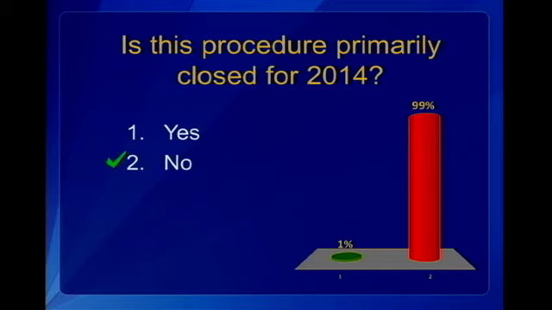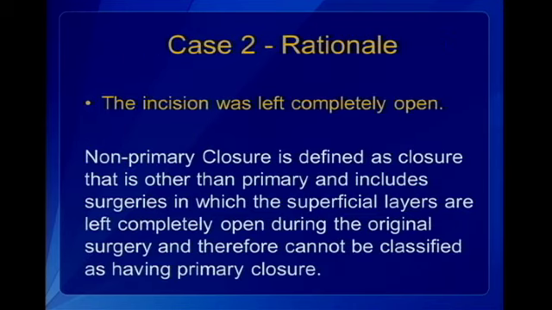Correct. It was left completely open with a wound vac, kind of like that picture I showed. It wouldn't have been quite that big of an incision for an appy. That'd have been a bad appy if it looked like that. This incision was left completely open. A non-primary closure is defined as closure that is other than primary and includes surgeries where the superficial layers are left completely open during the original surgery, so they can't be classified as a primary closure.